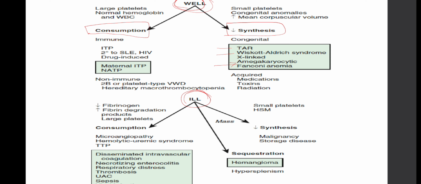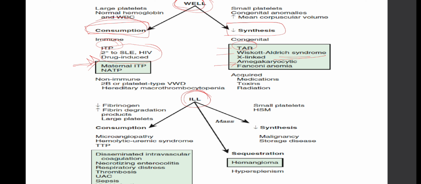The patient is well and there is TAR syndrome, that means thrombocytopenia absent radius. In Wiskott-Aldrich, as I said, there is dermatitis and also an increased chance of infection along with thrombocytopenia. Or Fanconi's anemia due to bone marrow failure, or increased consumption due to ITP, because there is an antibody, or HIV or SLE or drug induced. Or if the child is well along with maternal ITP or maternal thrombocytopenia, then think about NAIT.